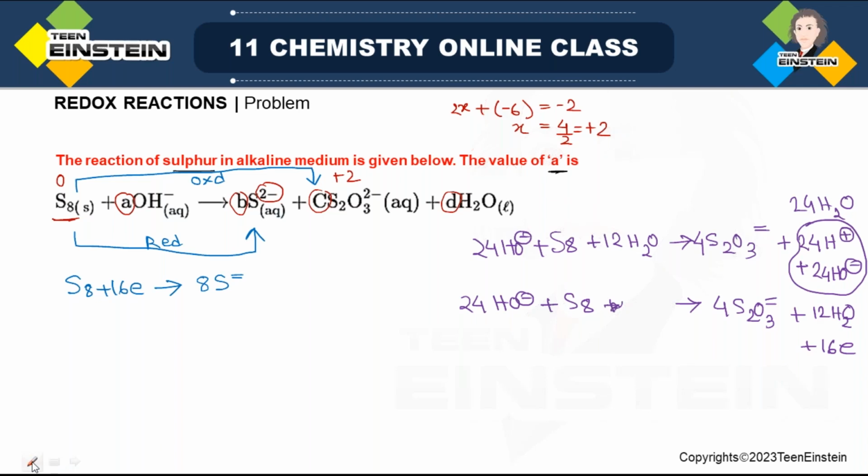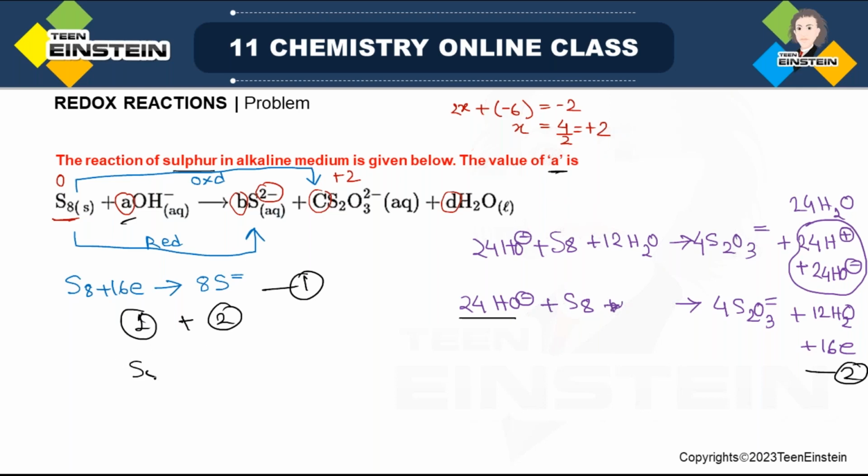Now as we have added 16 electrons, if you look at these two reactions individually, equation number 1, equation 2, in both cases it is 16 electrons. So when you add these two equations, the number of electrons will be cancelled. So in the final balanced equation you can write it, but directly if you see here you have 24HO⁻. So is the value of A 24? Basically it is not, because when you add these two equations, everything will be doubled. Okay, let me add it.